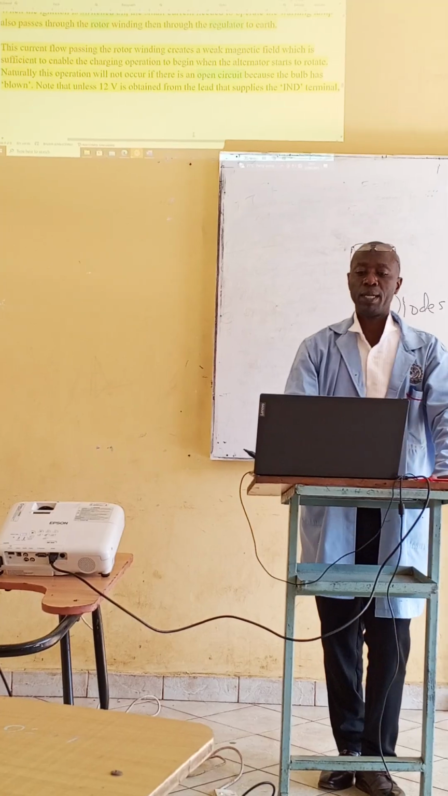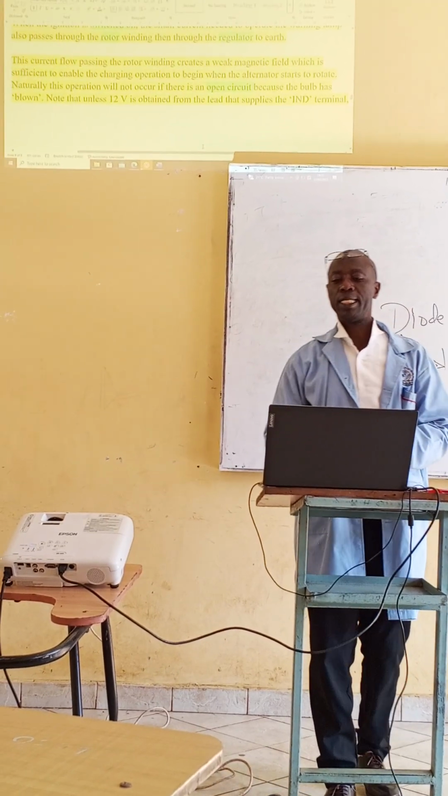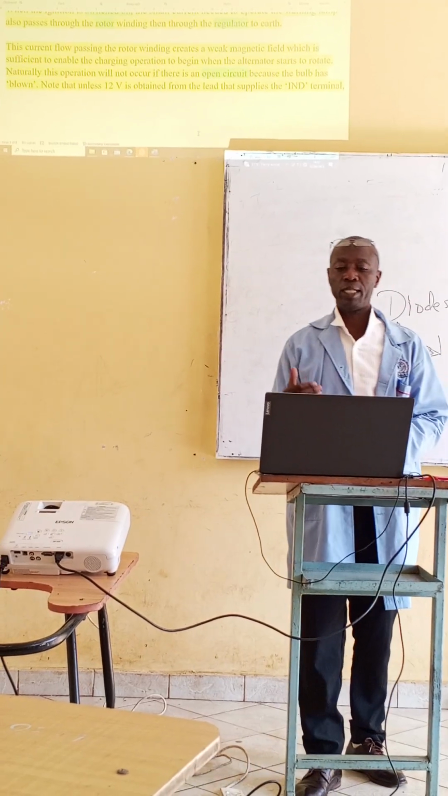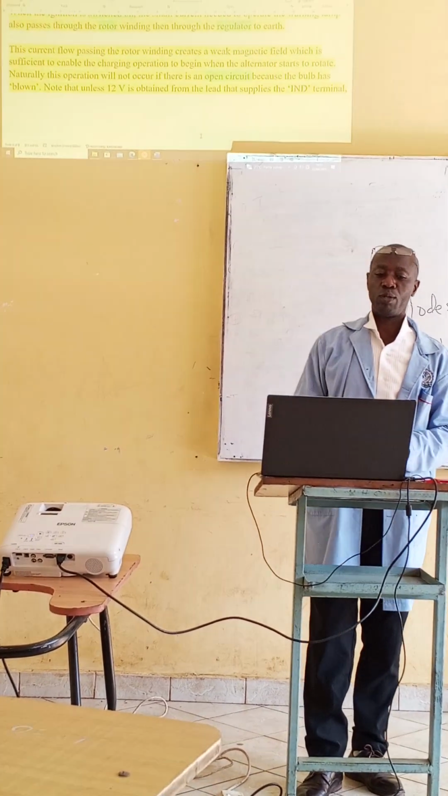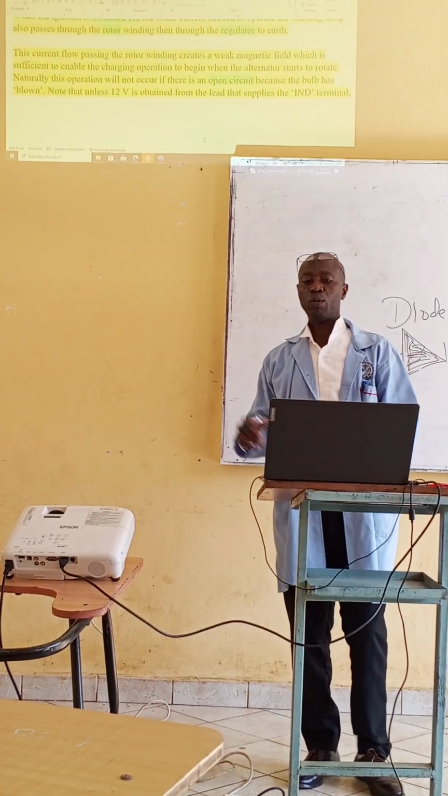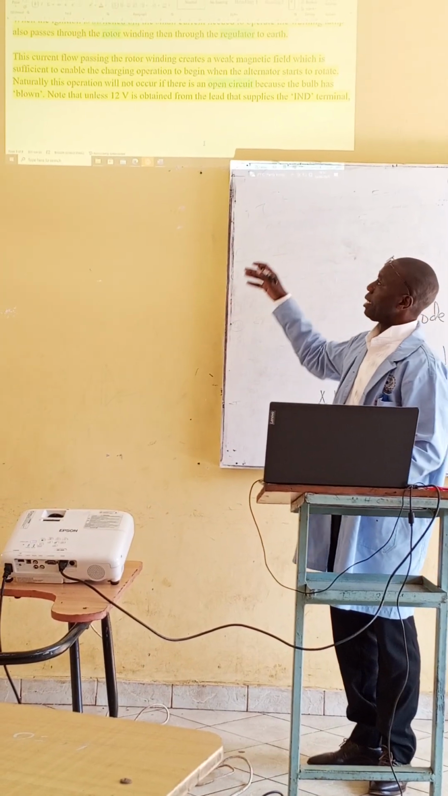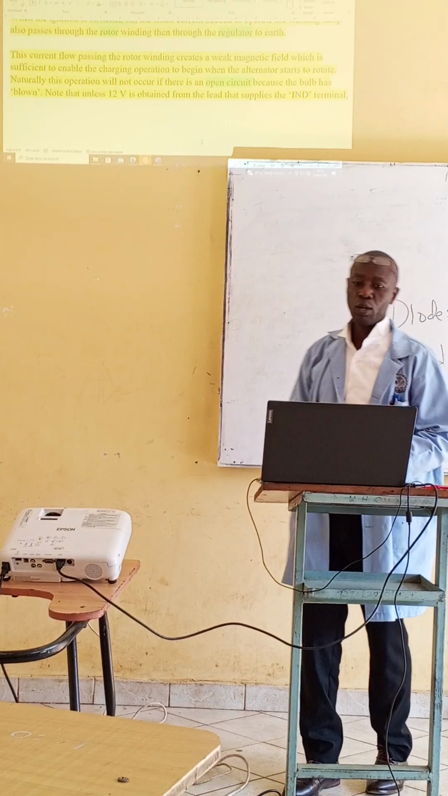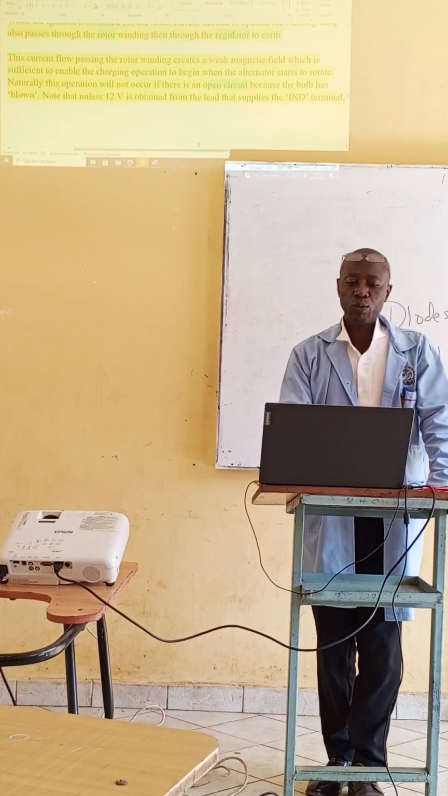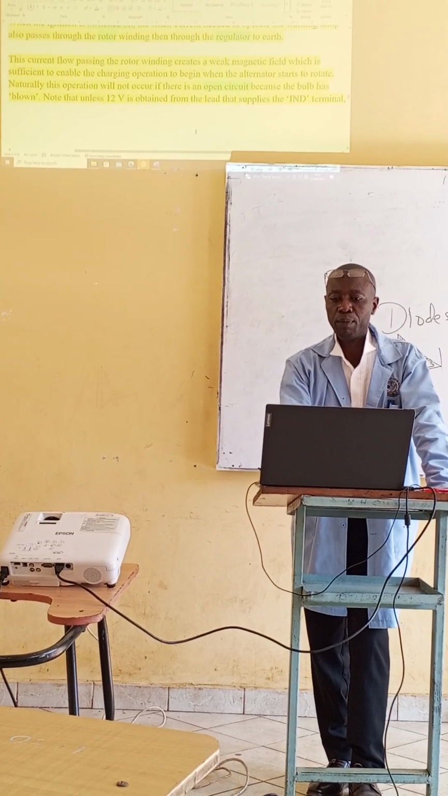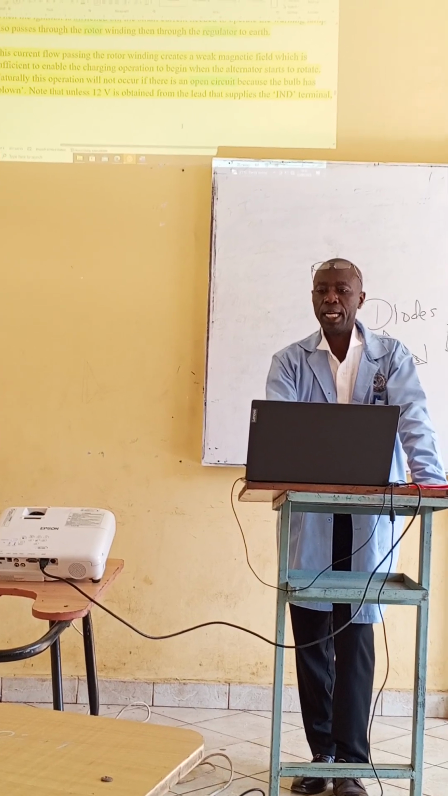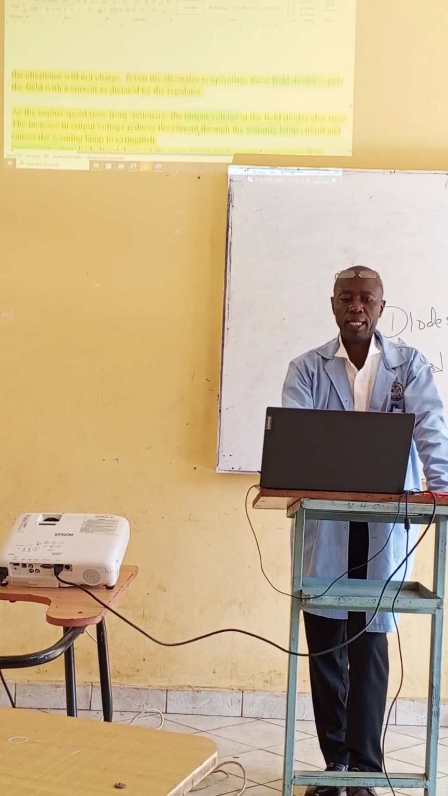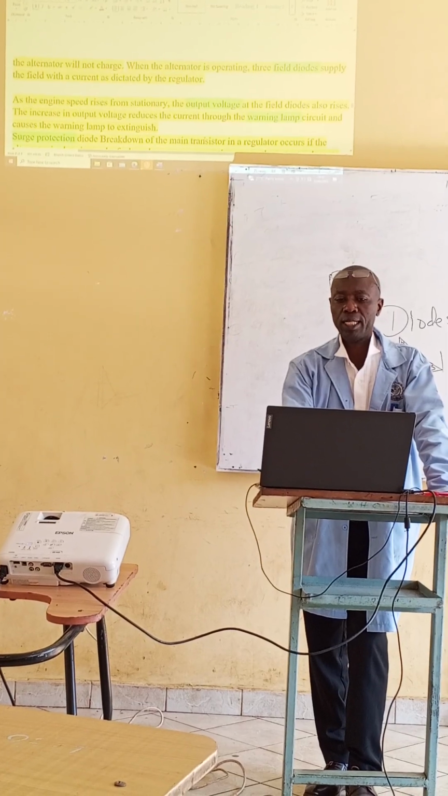So this current flows passing to the rotor winding, creating a weak magnetic field, which is sufficient to enable the charging operation to begin when the alternator starts to rotate. Naturally, this operation will not occur if there is an open circuit, for example because the bulb has blown. Note that unless 12 volts is obtained from the lead that supplies the inlet terminal, the alternator will not charge at that point.